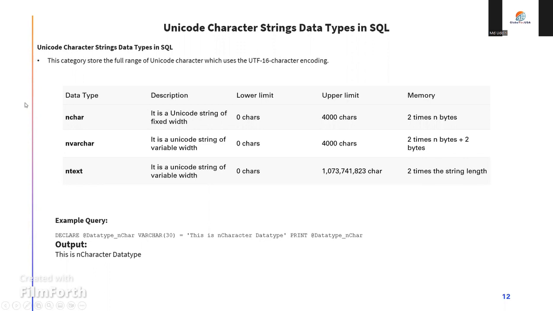Another one is the Unicode character data type, which has nchar, nvarchar, and ntext. Nchar is a Unicode string of fixed width. It is fixed width. And this is a variable. And this is also a string of variable width.